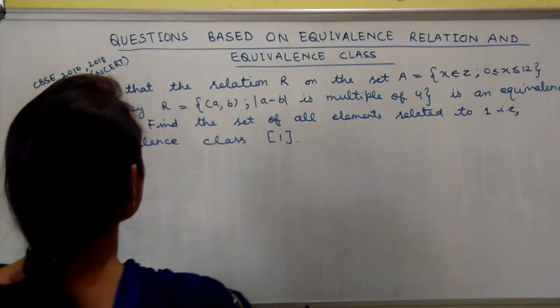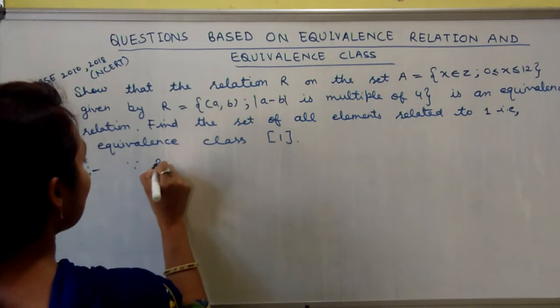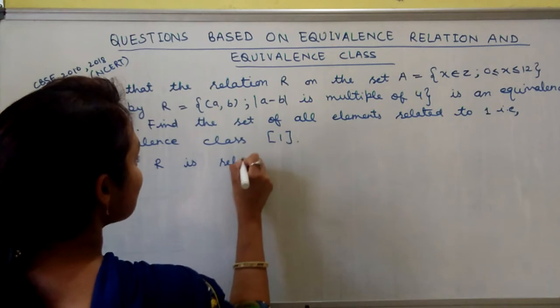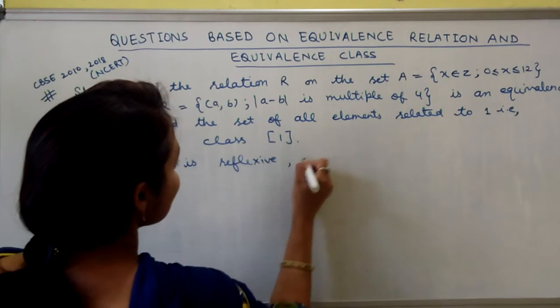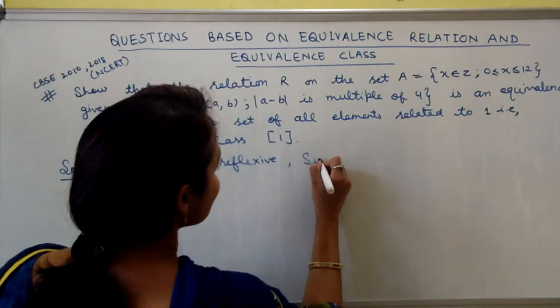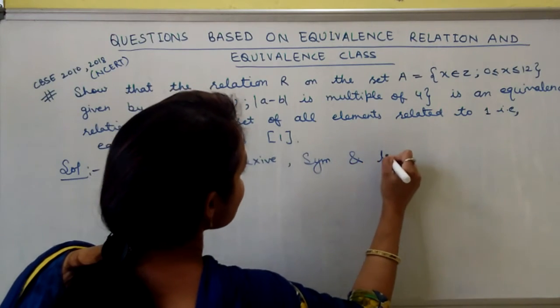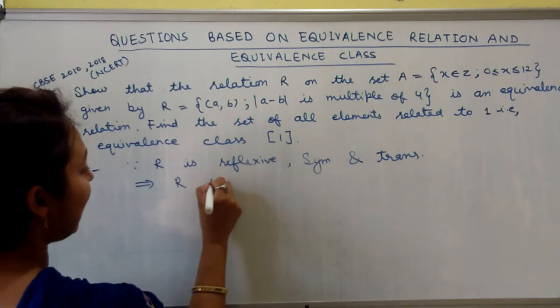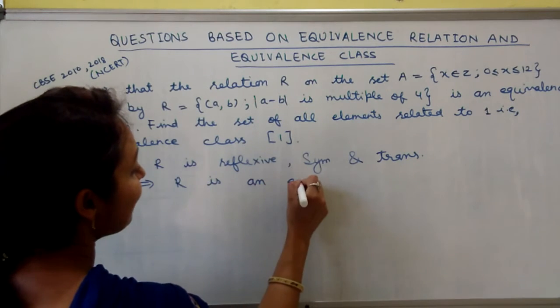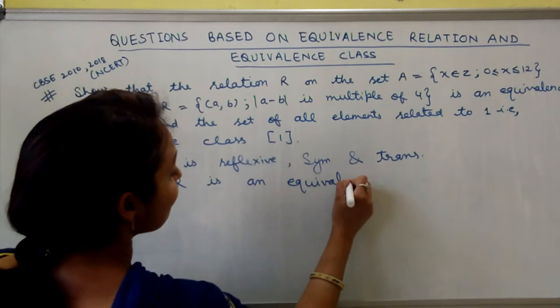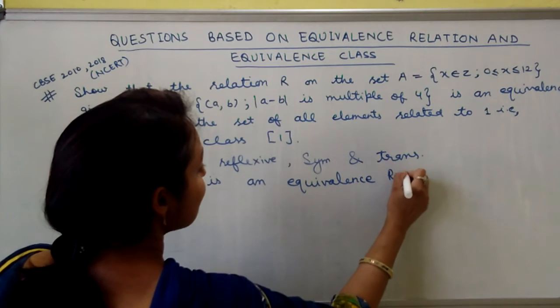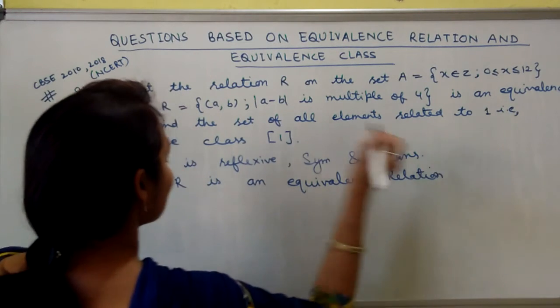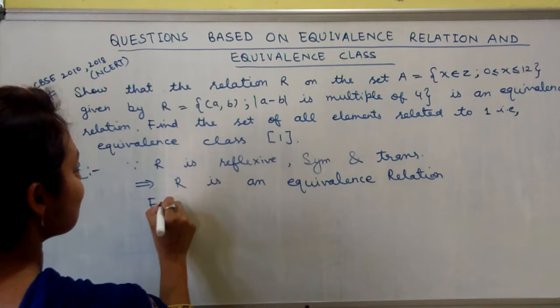R is reflexive, symmetric and transitive. This implies R is an equivalence relation. Okay, equivalence relation, right? Now, equivalence class.